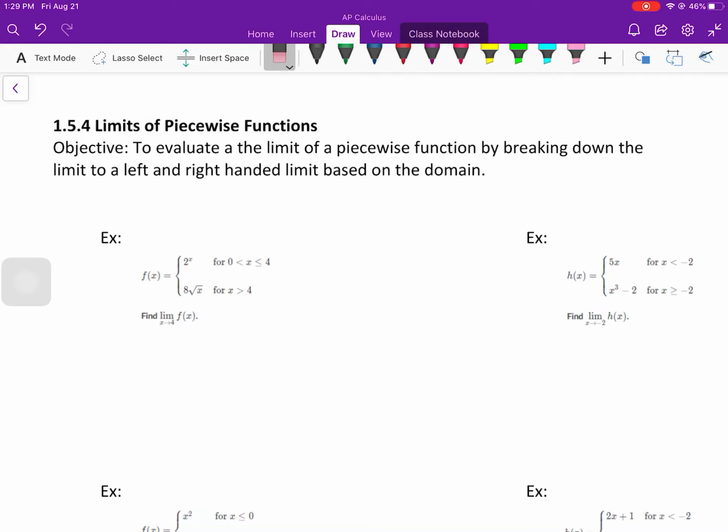Seems like we get to do all my favorite lessons in this section. We got the trigonometry. Now we get to do limits of piecewise functions. And I don't know why, I just really like piecewise functions. So what is a piecewise function even talking about?